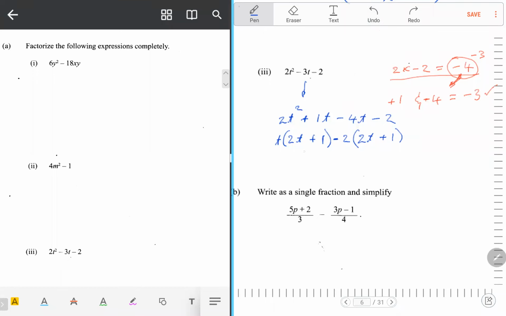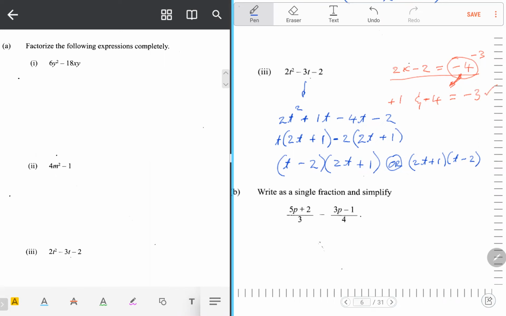And then the 2t plus 1 is now a common factor. So it's t minus 2 times that common factor of 2t plus 1. Those are your factors. Now, if you had put the minus 4t in front of the 1t, what could possibly happen is that you could get the same two factors, but you put the 2t plus 1 in front. But it doesn't matter. It is still correct. It's still the same two factors. So to get it that way, no problem. It's still correct.